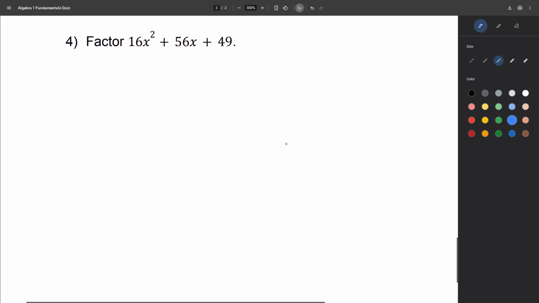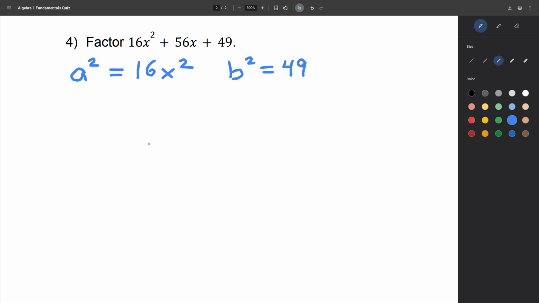All right, so we're going to factor 16x squared plus 56x plus 49. We want to check that this is a perfect square trinomial. So let's say a squared is the first term, 16x squared. B squared is the last term, 49. Okay, to get a, we need to take the square root of a squared. Let's do this in a different color, make it a little bit more colorful. So we do the square root of a squared.